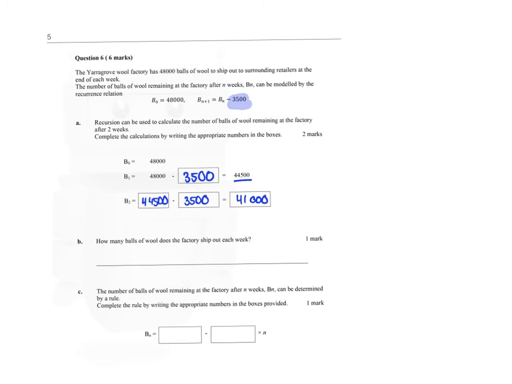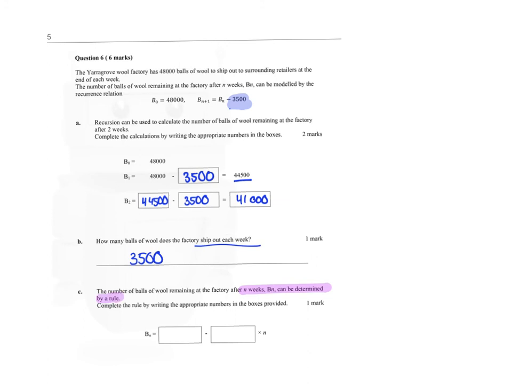So how many balls of wool ship out each week? They're just asking you to pretty much read the formula. So that was easy, 3,500. And the last question: the number of balls remaining in the factory after n weeks can be determined using the rule. So we want the nth term rule.